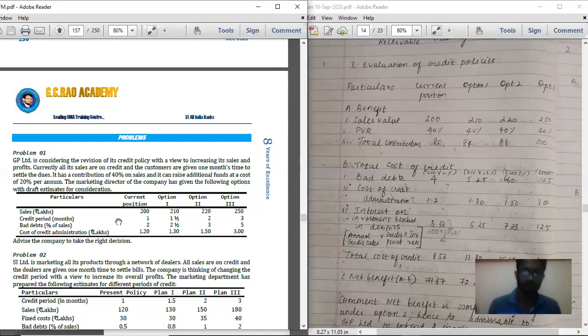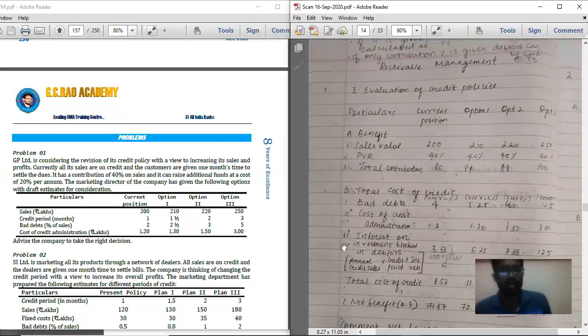receivables management. What data have they given? Sales under all the options, credit period for all the options, bad debts for all the options, and cost of credit administration, that is, administration cost for the different options. All these 4 are given. Advise the company to take the right decision. So they are asking us to evaluate the different credit policies and decide which is the better policy. With this, we'll start receivables management.